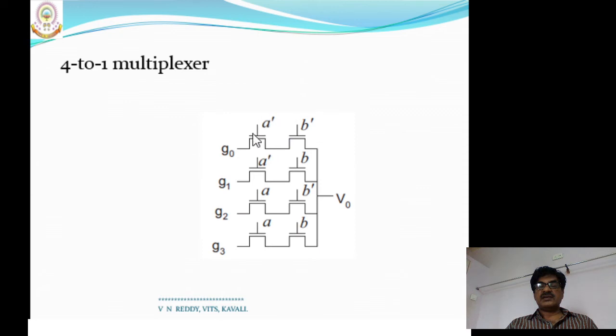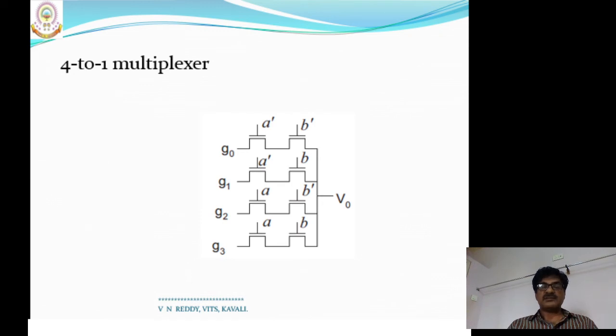The first row, the first two transistors with A', B' realize the term A' B' G0. That is the term realized by these two transistors, whereas the second term is realized by these two transistors, the third term by these two transistors, A, B' transistors, and the fourth term by these two transistors. This is the generalized realization using pass transistor logic.